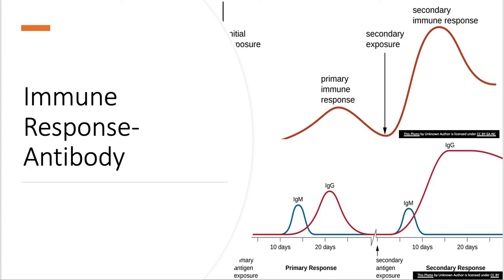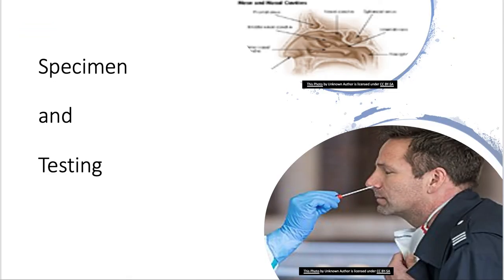So antibodies build up after an infection. IgM is the immediate response, and IgG is for a second response and memory for future exposures. Testing is used to determine active illness and post-exposure. Do you remember which test is for active illness?